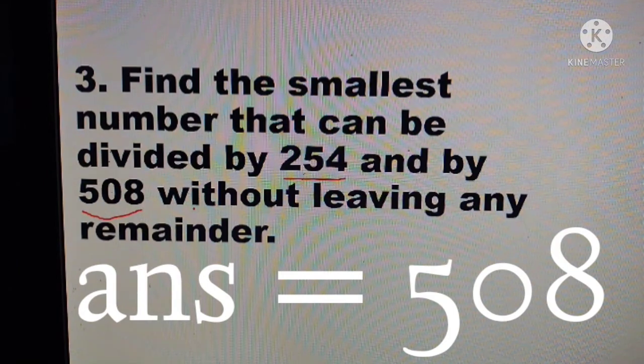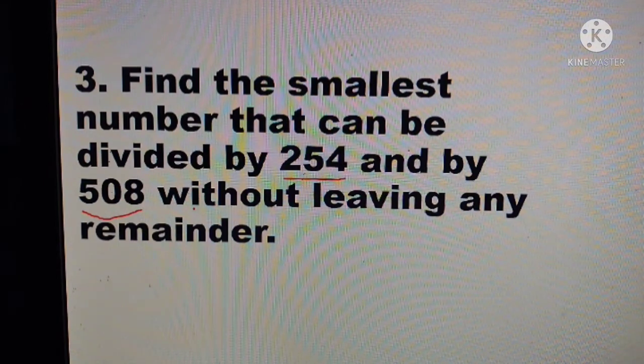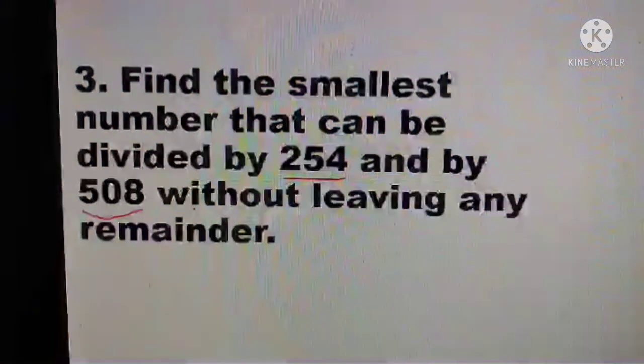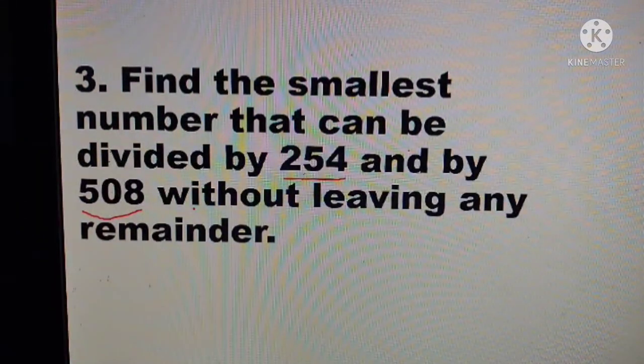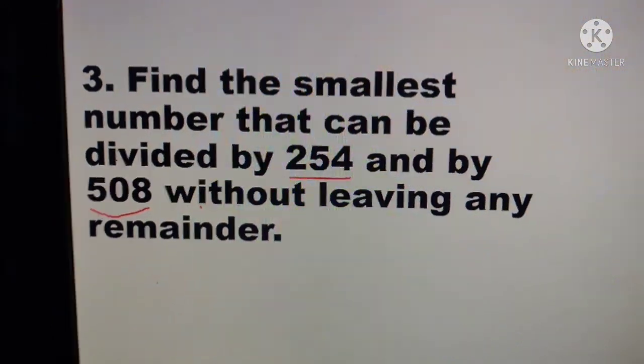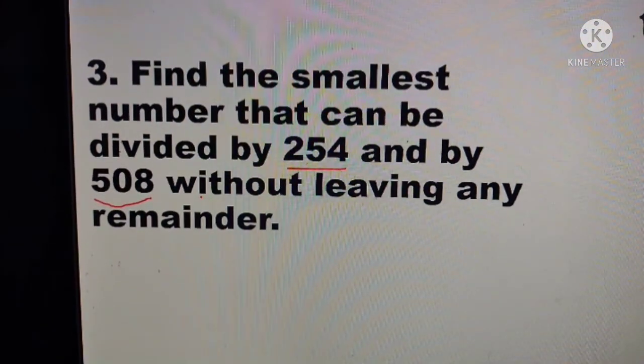That means the answer of this question is 508. Now let's check. When we divide 508 by 254, the quotient is 2. That means it is divisible by 254. And when we divide 508 by 508, the quotient will be 1. So that means it is also divisible. That means our answer is true. Let's see our fourth question.